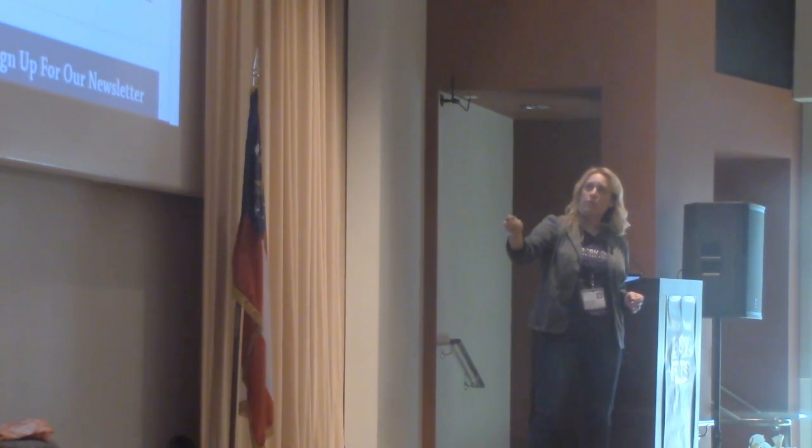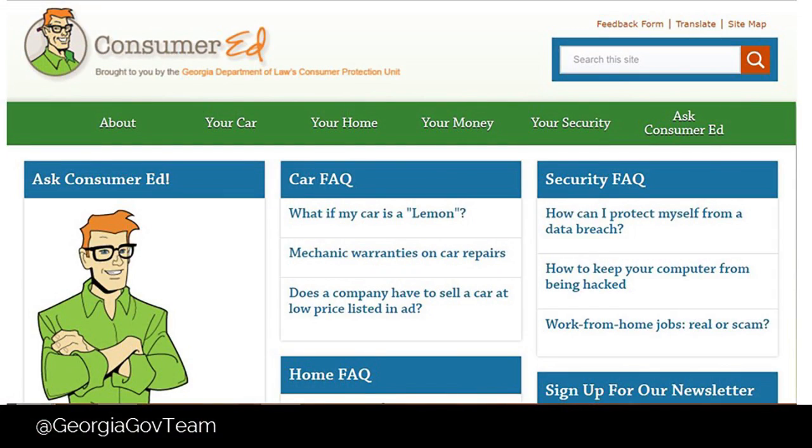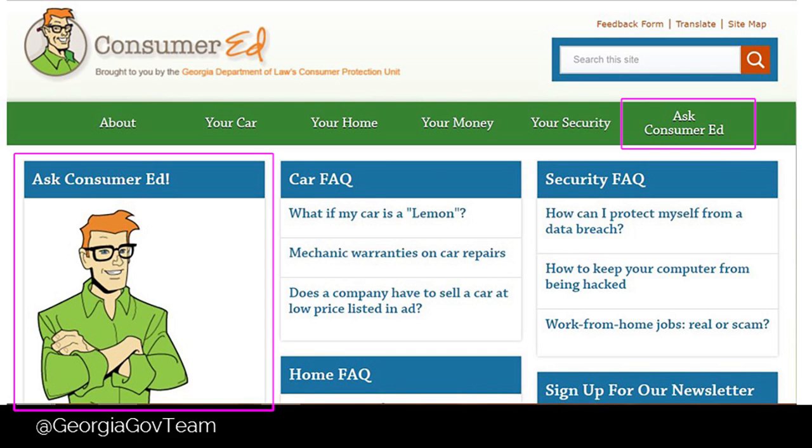They were very serious about the graphics, so we got the graphic. Carfax front and center, they wanted cars. There were some securities right here, home facts, sign up for your newsletter. The main buckets of information were here, and what the business, or what the agency, wanted them to do, the call to action, is Ask Ed, Ask Consumer Ed. So we put that very visible as well.